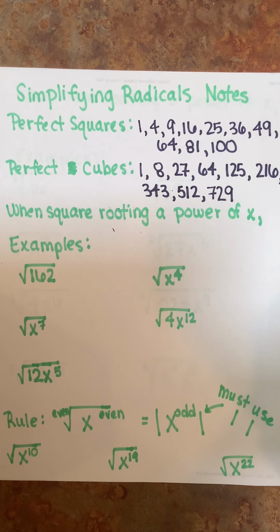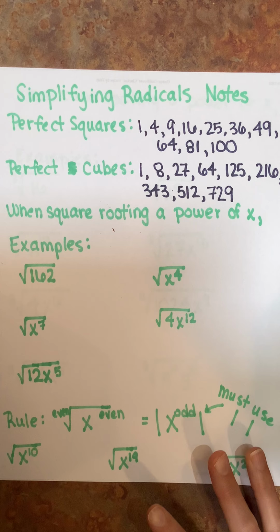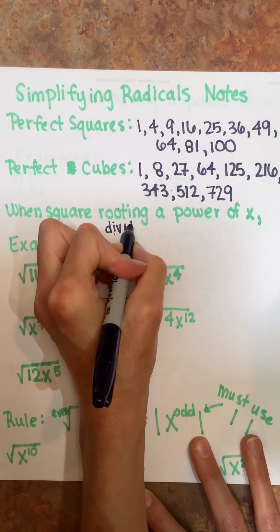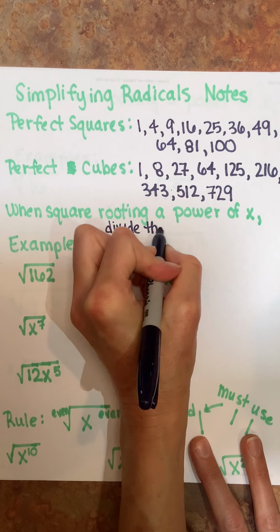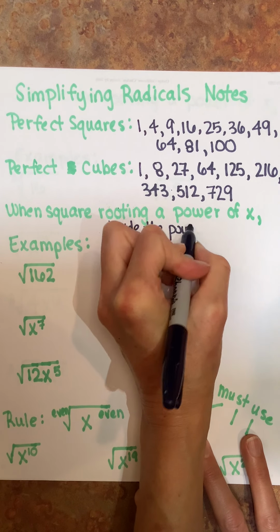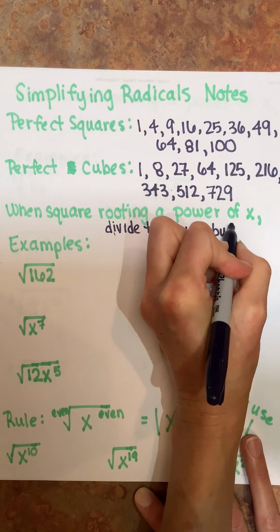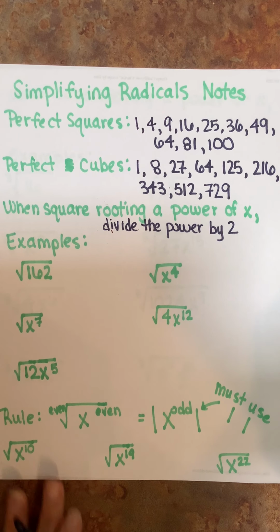When we're square rooting a power of x, what we're going to do is divide the power by 2. So if we have x to a power and we're square rooting that, we divide the power by 2. Okay, let's do a bunch of examples of simplifying square roots.